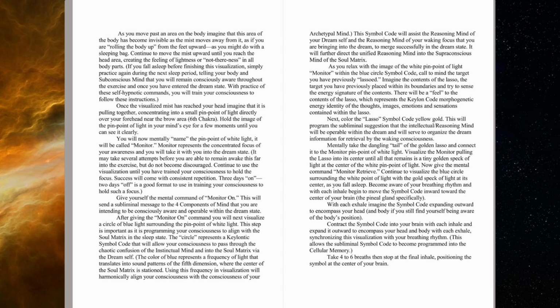Next, color the lasso symbol code yellow gold. This will program the subliminal suggestion that the intellectual reasoning mind will be operable within the dream and will serve to organize the dream information for retrieval by the waking consciousness. Mentally take the dangling tail of the golden lasso and connect it to the Monitor pinpoint of white light. Visualize the Monitor pulling the lasso into its center until all that remains is a tiny golden speck of light at the center of the white pinpoint of light.